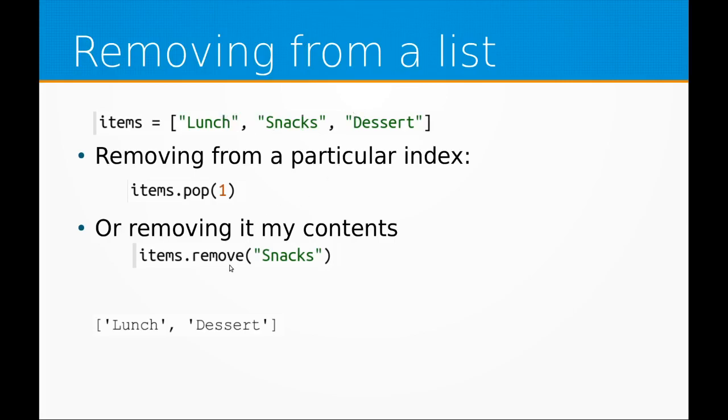Or you can say remove any item which says snacks, any item which says whatever, and then that will just search through, find it, and then remove it. This method's kind of nicer, it's more foolproof, you know what's happening with it, but you can do that. Either one of these gives the result of, funnily enough, lunch and dessert without snacks, so it's just taking it straight out of the middle. You can take it out from wherever. So pop 0 would take lunch out, pop 2 would take dessert out, pop 3 would cause an error.